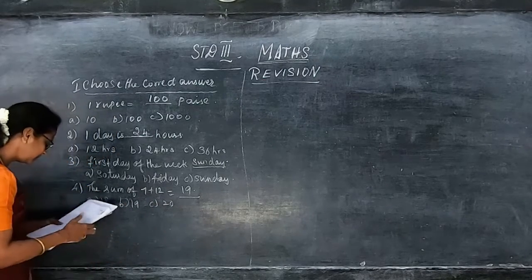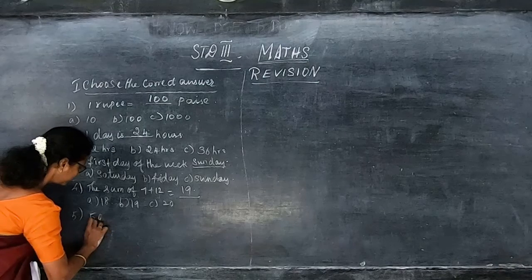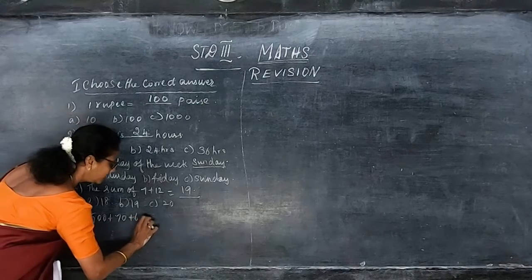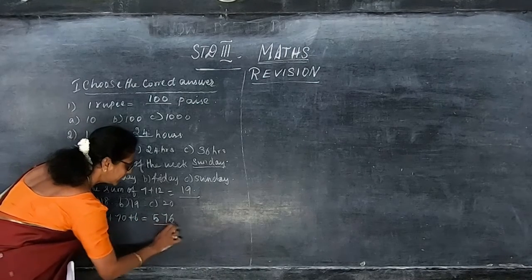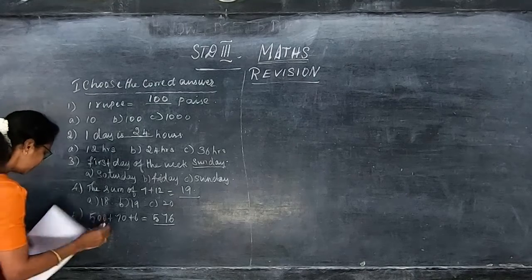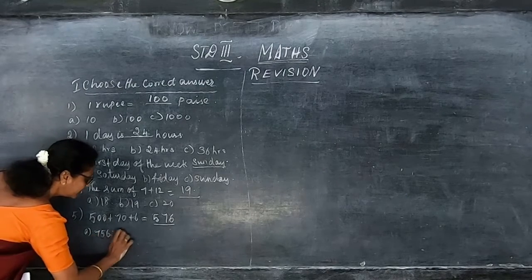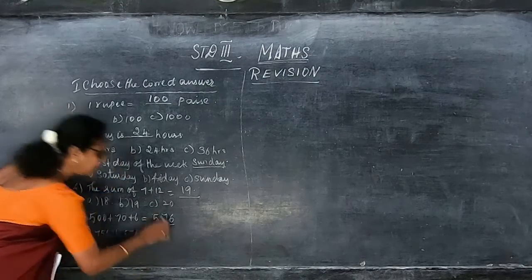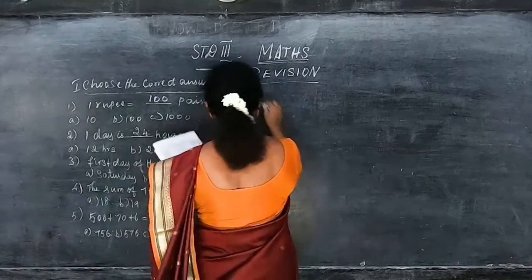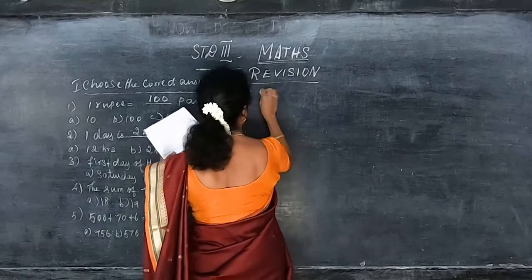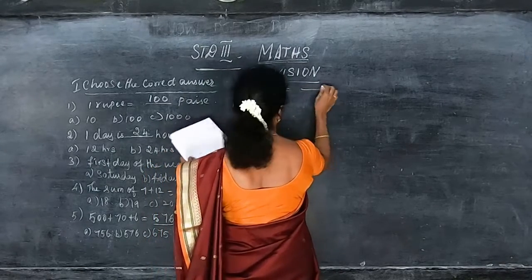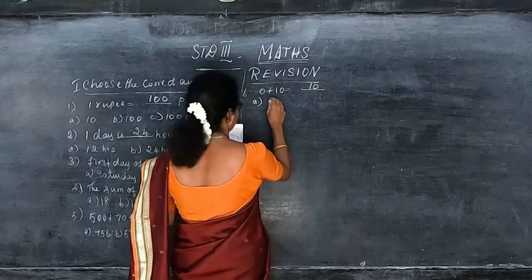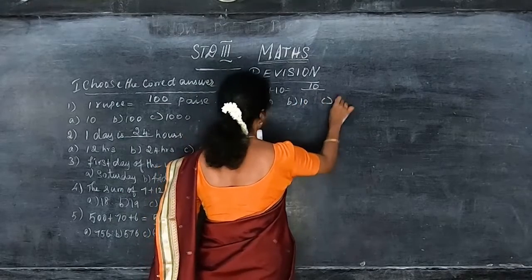And the fifth one, 500 plus 70 plus 6 is equal to 576. So your options are 756, 576 and 670. I have written the correct answer. Note down everything properly, children. Then sixth, 0 plus 10 is equal to dash. That is, any number if you add with 0, the answer is the same number. The options are 0, B is 10 and C is 1.